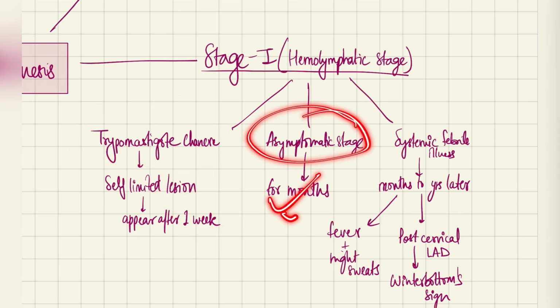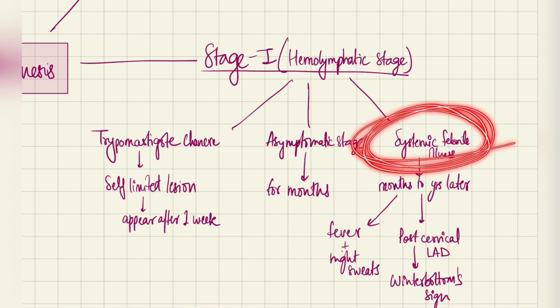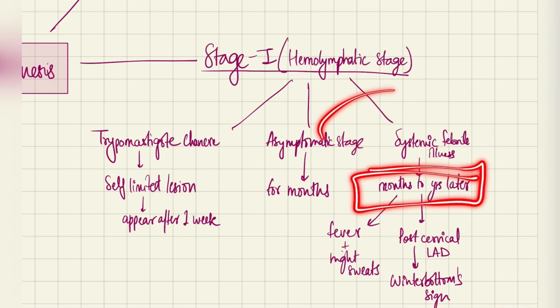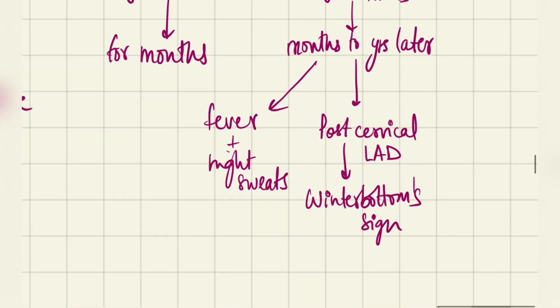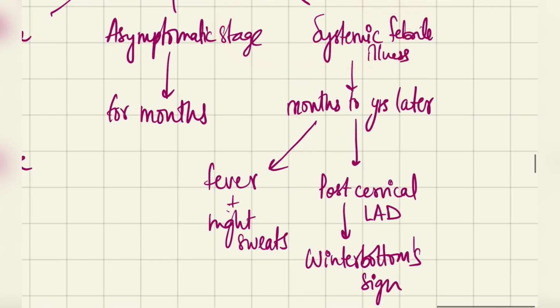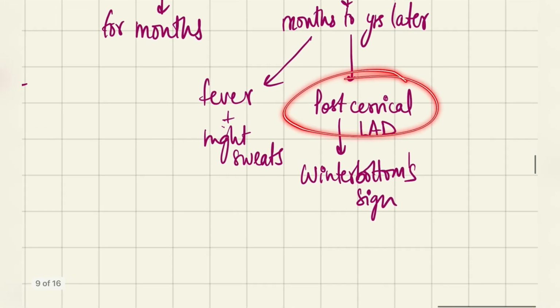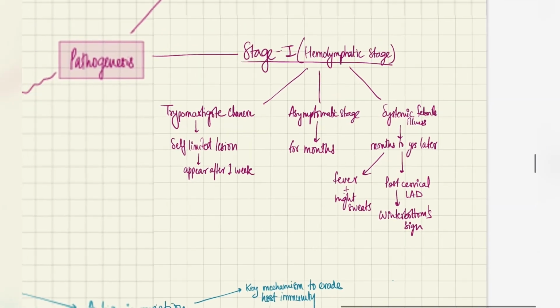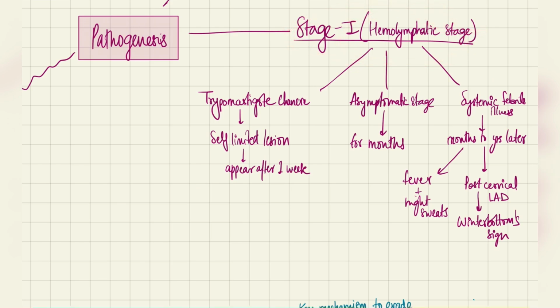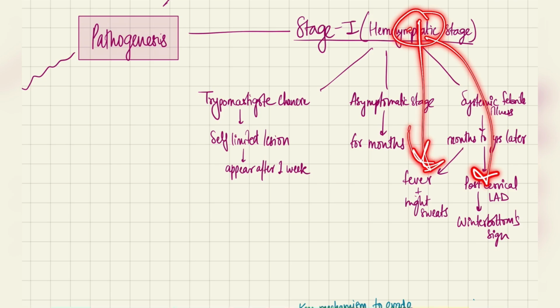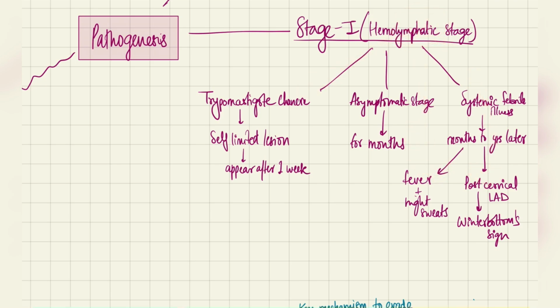Next, you have the asymptomatic stage, which lasts for months, and then the systemic febrile illness, which occurs months to years later. It is characterized by fever, night sweats, and posterior cervical lymphadenopathy, which is called Winterbottom sign. So this is the stage 1 hemolymphatic stage. We are affecting the lymph nodes, and we are going in the blood also. We're causing fever, and we can see these trypomastigote chancres.